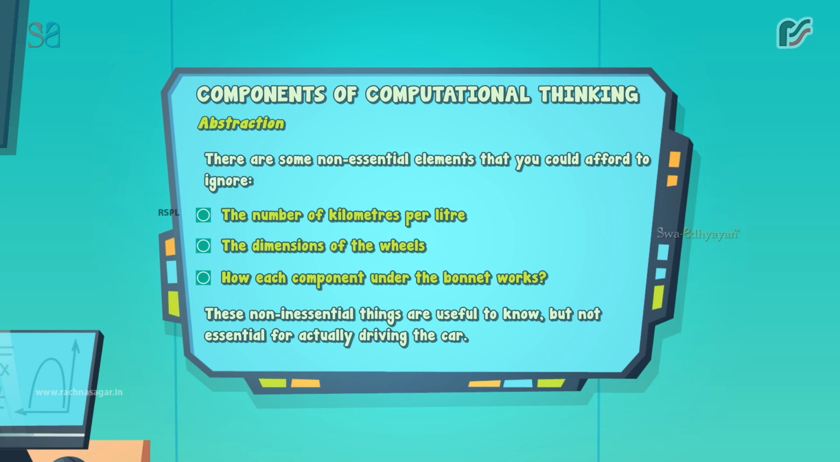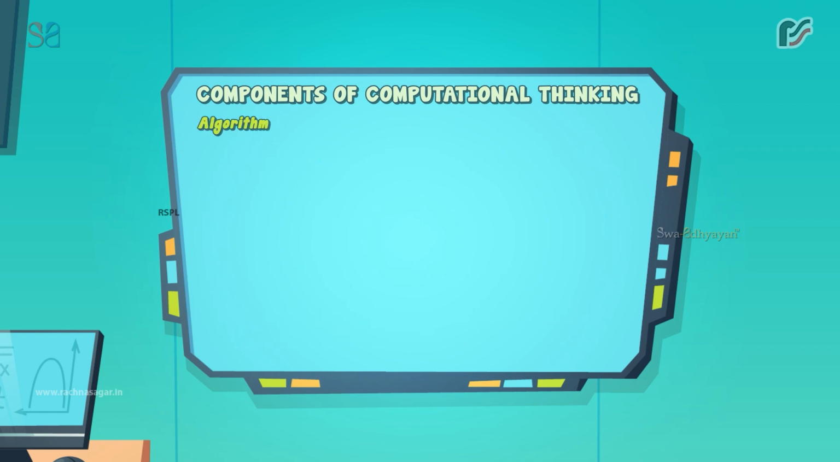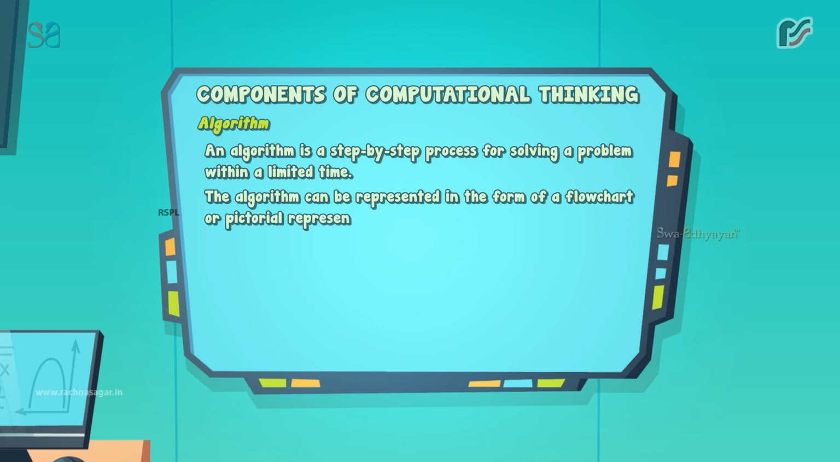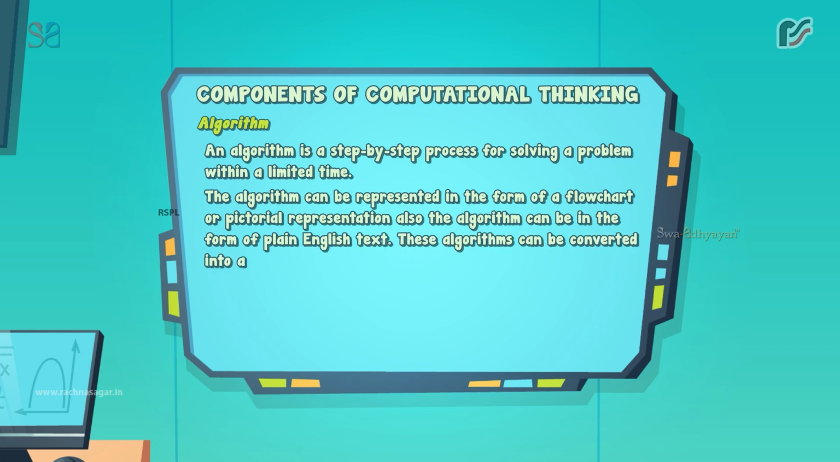And now moving forward to the last component of computational thinking, which is algorithm. An algorithm is a step-by-step process for solving a problem within a limited time. The algorithm can be represented in the form of a flowchart or pictorial representation. Also, the algorithm can be in the form of a plain English text. These algorithms can be converted into a program using a computer language.